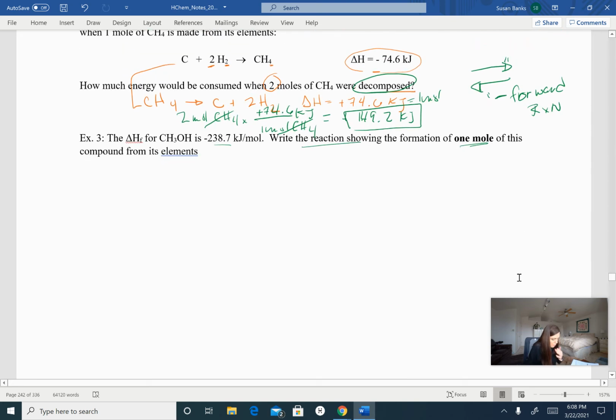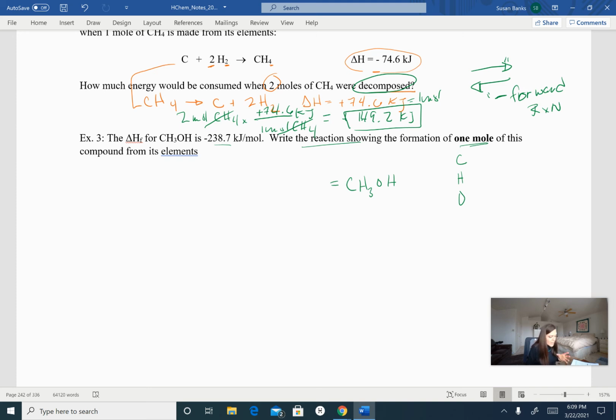Okay, so I have 1 mole of methanol. So I'm going to just put methanol as my product because that's what I'm making. I'm making 1 mole. So let's look at the elements that are in methanol. I've got carbon, I've got hydrogen, and I've got oxygen.